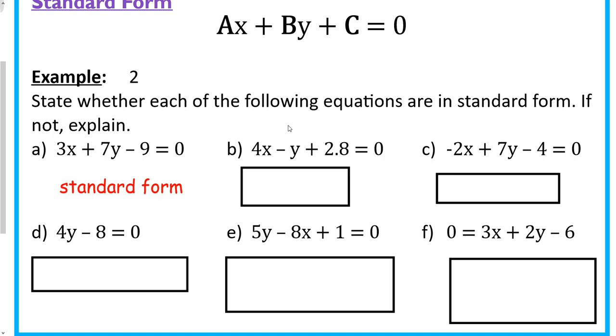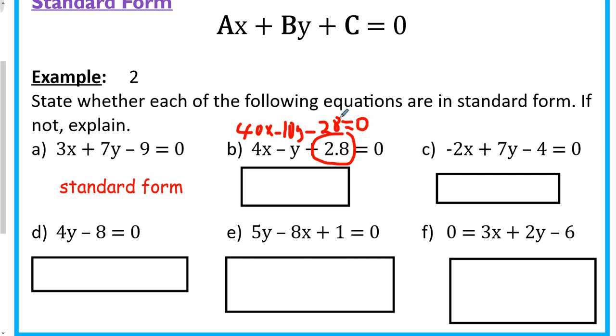Okay, B, what's wrong with this one here? Well, right away you can see that the last term is a decimal, and so we can't have that. So the way to eliminate that would be to multiply every single term by 10. Right, if you multiply 2.8 by 10, that will change this to 28. You'll have -10y, and this will be 40x. So to fix that, it would be 40x minus 10y minus 28 is equal to 0.